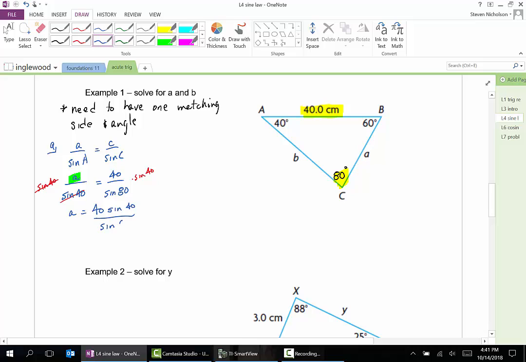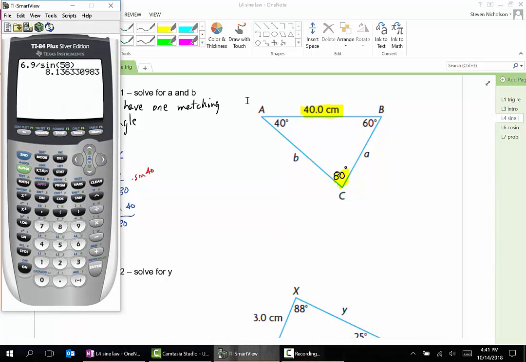And I'll show you what I mean in a sec. So again, if you don't feel comfortable, the first thing you're going to do is change sine of 40 into a decimal, sine of 80 into a decimal, and then do the exact same thing. You're going to multiply either side and multiply it all out. And when we do that, here's what we end up with.